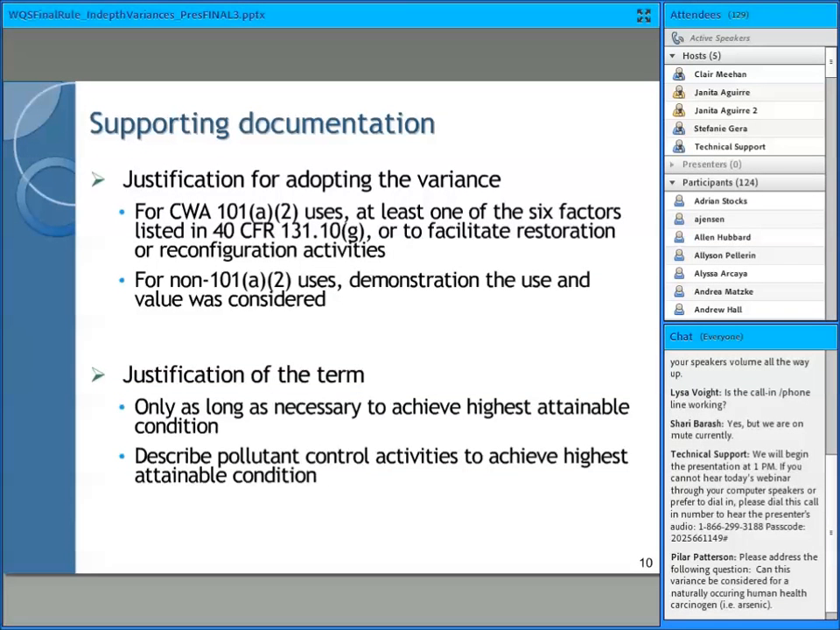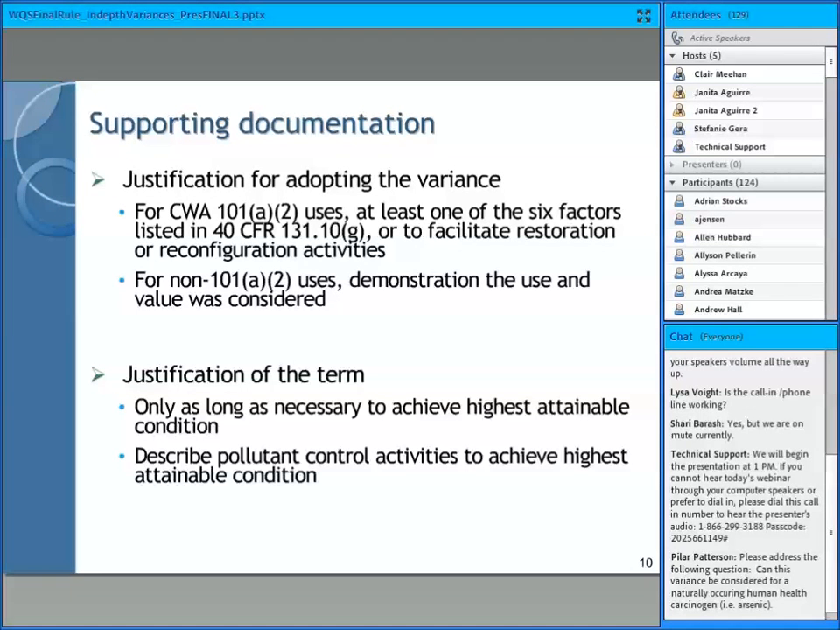I mentioned before that the regulation requires the variance itself to include the term, which must only be as long as necessary to achieve the highest attainable condition. The regulation also requires the state or tribe to submit documentation justifying the term of the variance when submitting the variance to EPA for review and approval.